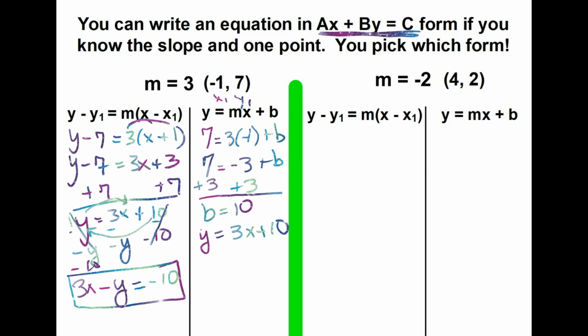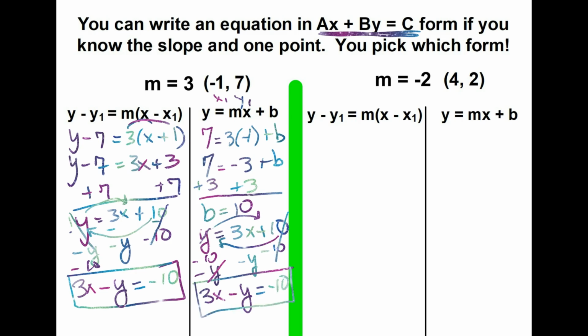The y needs to come over here. The 10 needs to come over here. And so we subtract 10 from both sides. Subtract y from both sides. These y's cancel underneath. And so we end up with 3x minus y is equal to negative 10. I cancel my 10s. Okay, standard form.